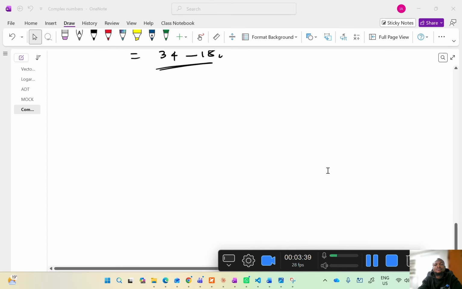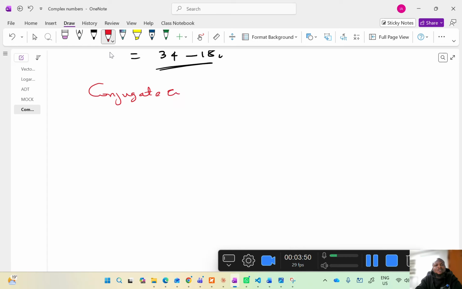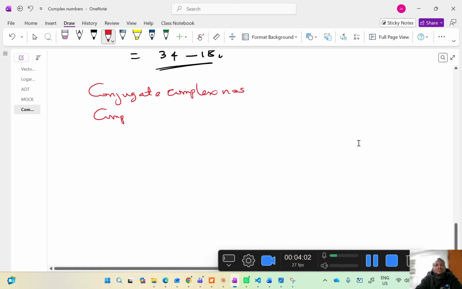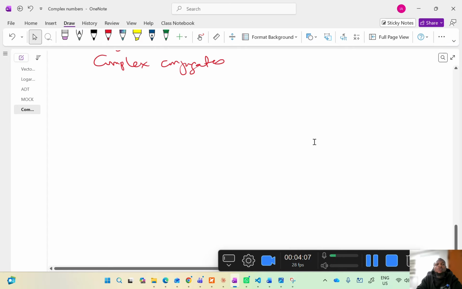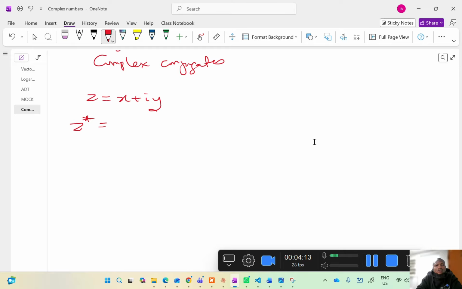Now for division. Before you divide, one thing you must first know and understand is called conjugate complex numbers. That is the first thing you need to understand before you divide, because you cannot just divide complex numbers. You can also call them complex conjugates. What does that mean? When you have z is equal to x plus iy, its complex conjugate is equal to x minus iy. You must understand these two things before you divide.